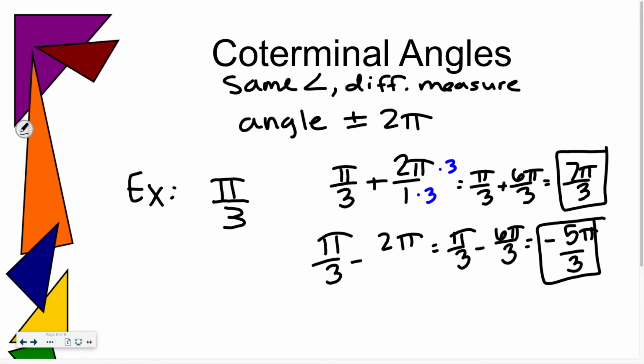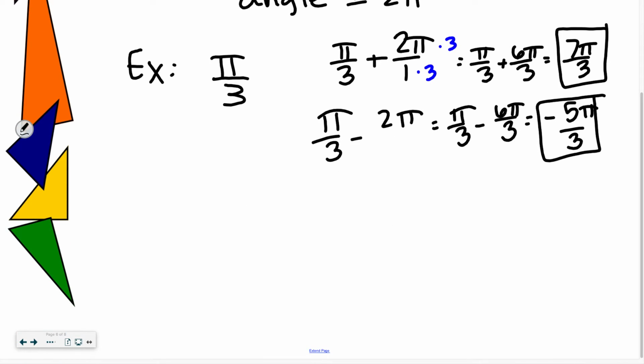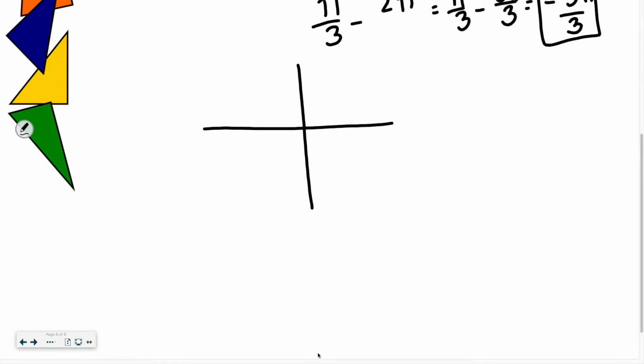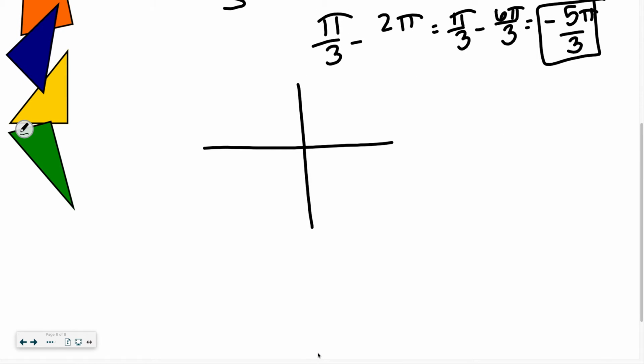Okay, now the last thing that I want to talk about is that it's a little bit easier for us to imagine in degrees that they're actually the same angle. So I want to talk about graphing angles in radians. Okay, so I'm going to draw the coordinate plane down here. And we're still drawing angles in their standard position. So the initial side would be on the positive x-axis. This is 0 radians.